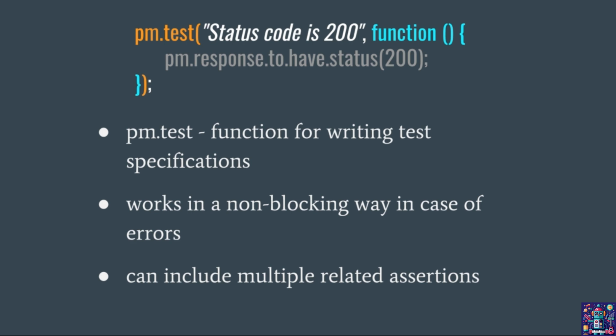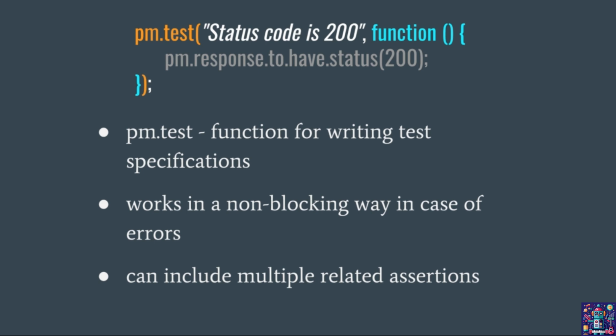What's important about this way of writing tests in Postman is that this function works in a non-blocking way. So in case anything that you put inside your assertions, or any code you write inside there, causes an error, it will not affect the other tests that you have. If a JavaScript error occurs, it will be isolated inside the pm.test function, and it will not affect other pieces of code. And that is quite important.